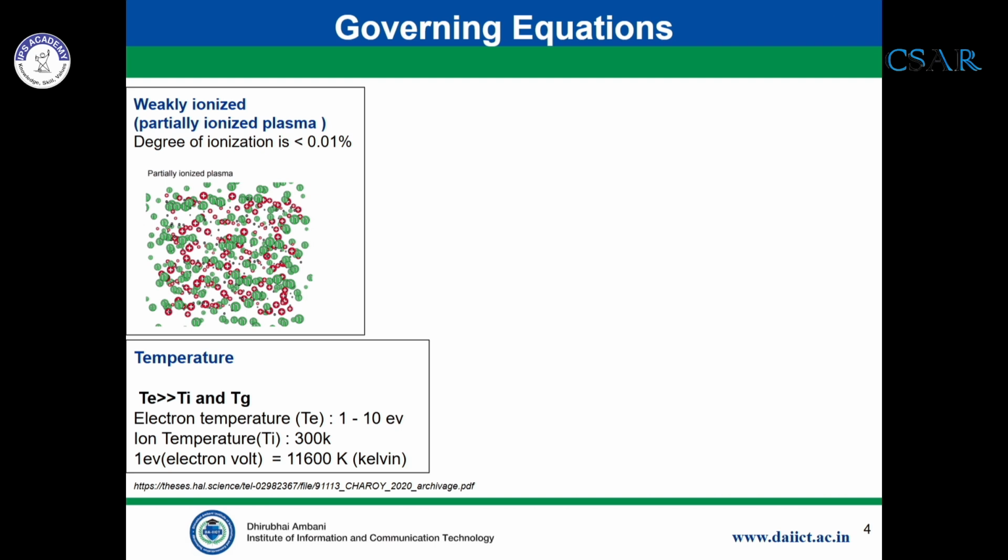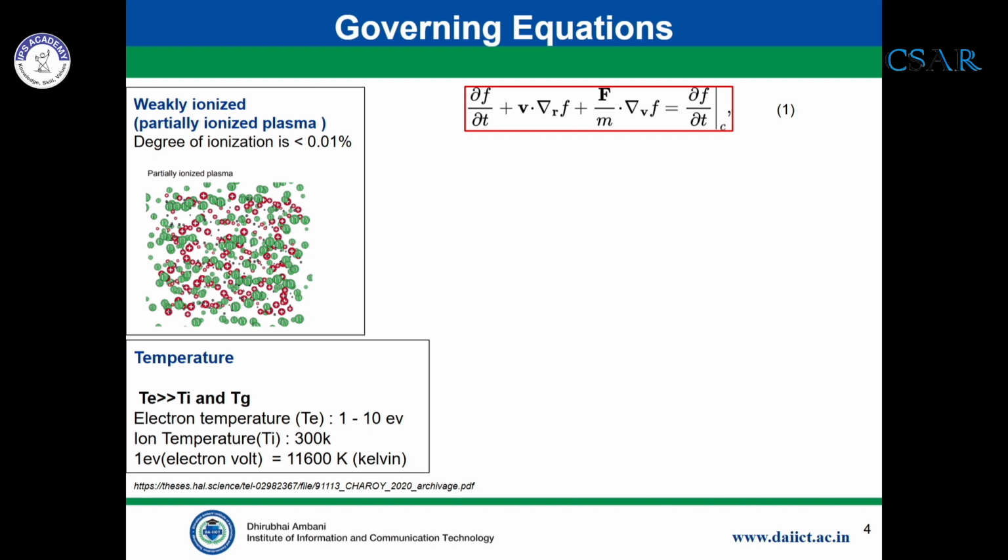Before going to the governing equations, we can see what this low temperature plasma is. Here I have shown a picture of a very weakly ionized low temperature plasma. You can see it's a collection of electrons, ions and neutral gas. The temperature of electrons is very high, it can go up to 10 eV or more, but the ion temperatures are typically at room temperature. That is what creates the unique interaction between these different thermal energies of the constituent particles.